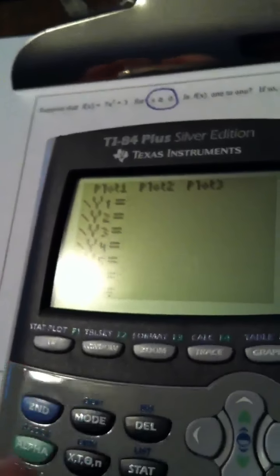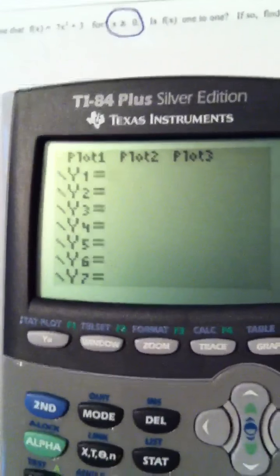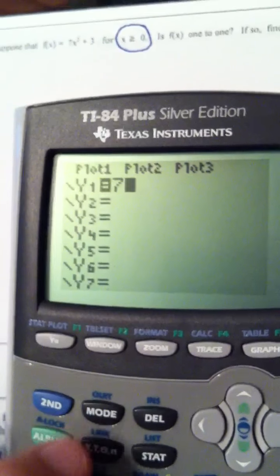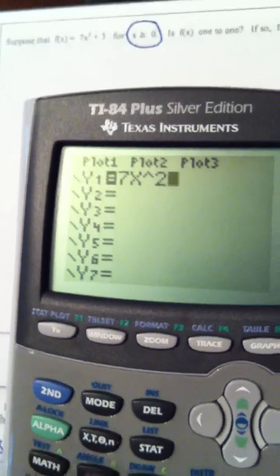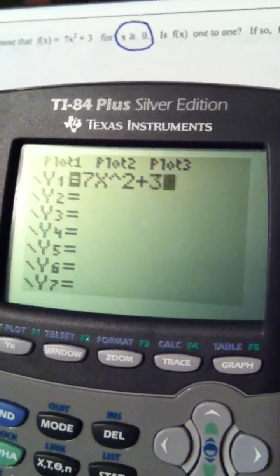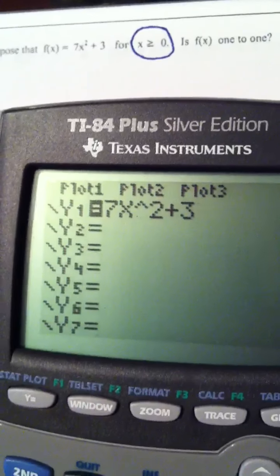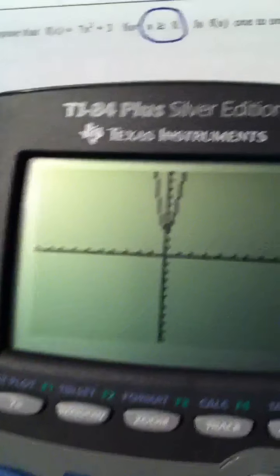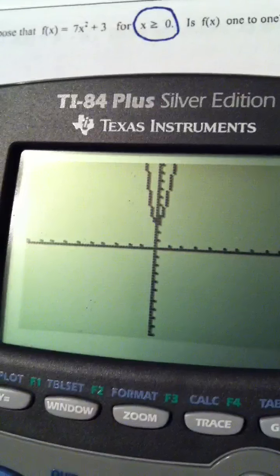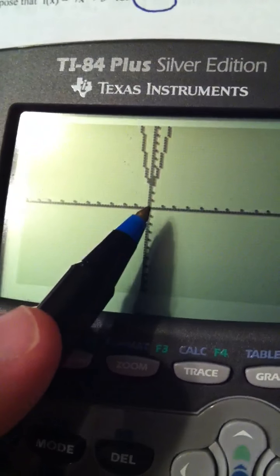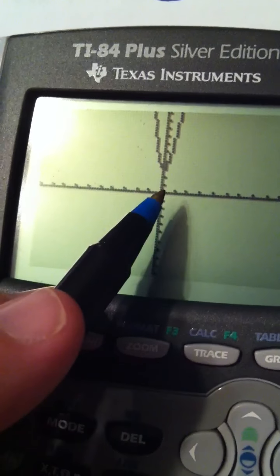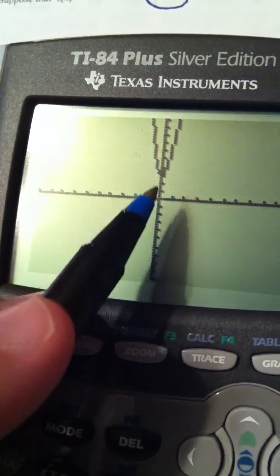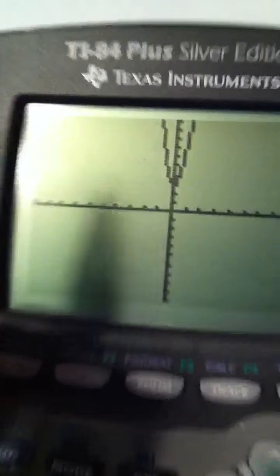Alright, if I turn the calculator on and I hit y equals, and I graph, let me try to get some of that glare gone, here we go. If I graph 7x squared plus 3, so I hit 7x caret 2 plus 3 and I hit graph. Now, of course, that is a parabola, but what they're telling us to do is only pay attention to the part of the graph here, just in this first quadrant, to ignore quadrant 2.